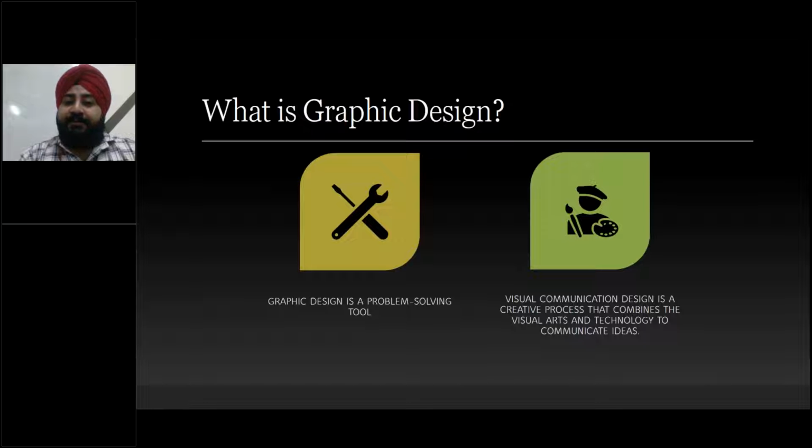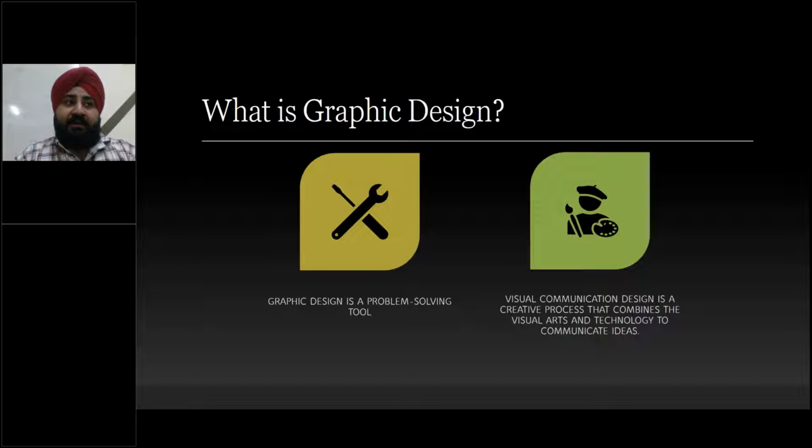So what is graphic design now? There are two words. One is graphic and the other one is design. If we separate that, graphic is just a visual element and design is basically a thinking, a process behind that, right? So as you can see on the screen, graphic design is a problem solving tool.